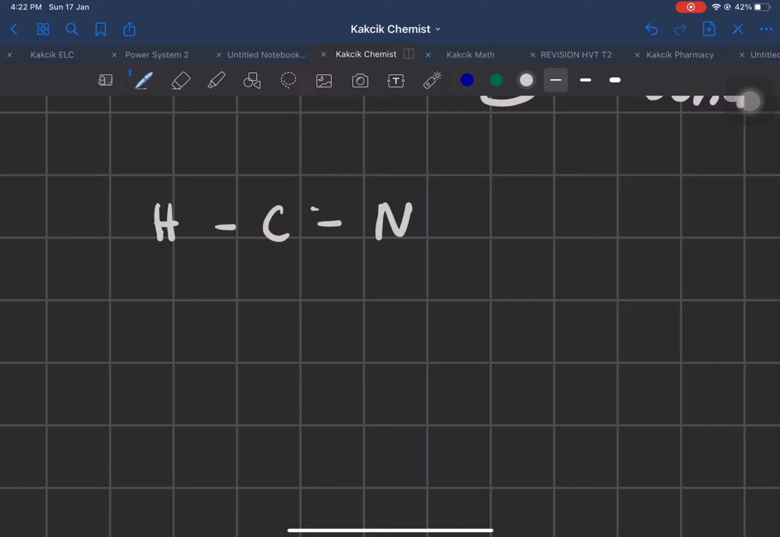So how do we do it? Kita akan buat double bond. No, for this structure we call it triple bond. So dekat situ C dengan N akan ada triple bond. 2, 4, 6. Ada triple bond. So satu single bond is equivalent to 2. Jadi C dengan N have complete octet rule.